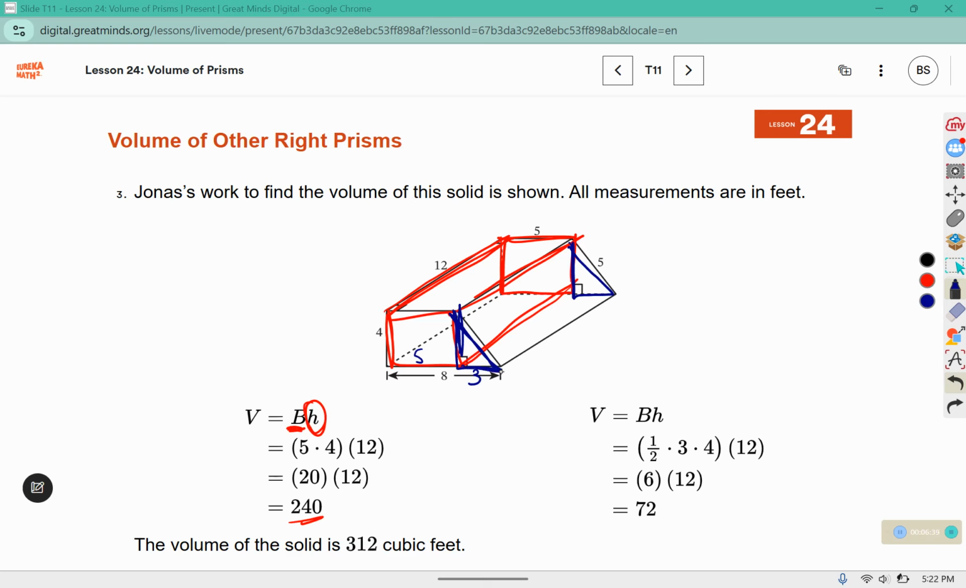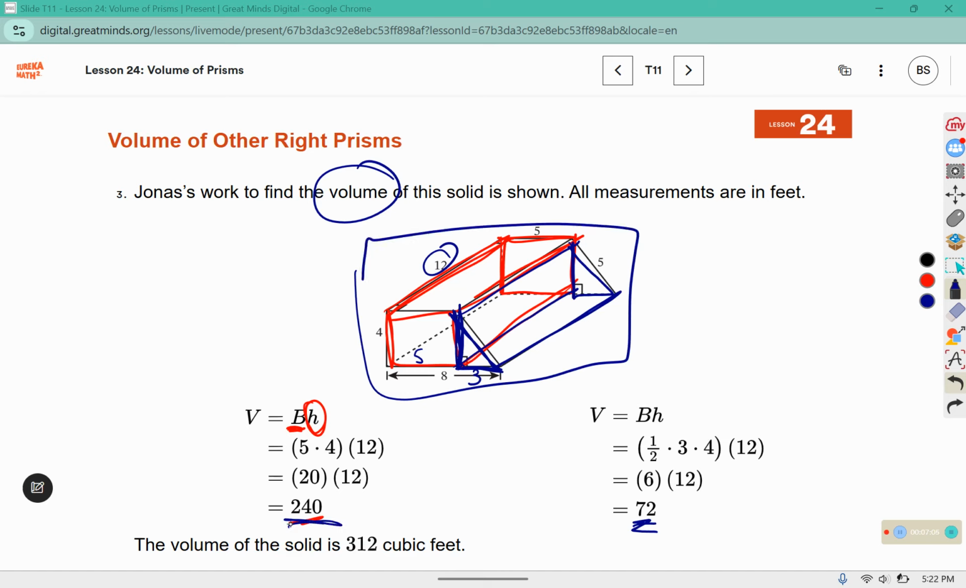So it is a base of 3 and 4 for the triangle. And triangles are cut in half. 3 times 4 is 12. Half of 12 is 6. And the height of the triangular prism is 12. 6 times 12 is 72. So if we want the total volume of this whole prism, we need to add the rectangular piece and the triangular piece together, which gave him 312 cubic feet.